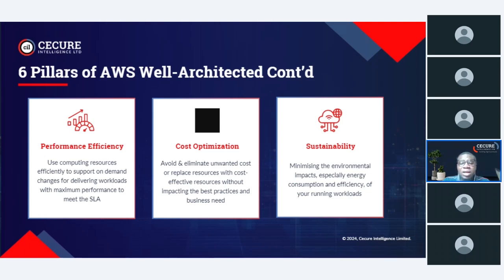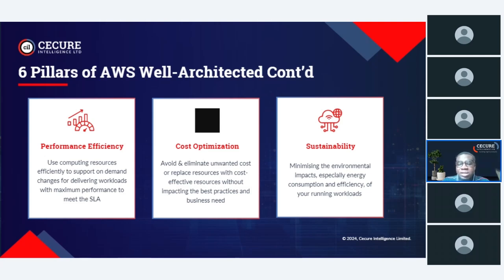The fifth one is cost optimization, and this is geared towards eliminating unwanted costs and replacing your resources with cost-effective resources without impacting the business processes and business needs. So when you adopt this pillar, it will help you eliminate unwanted costs and replace your resources with cost-effective resources without impacting your business needs.